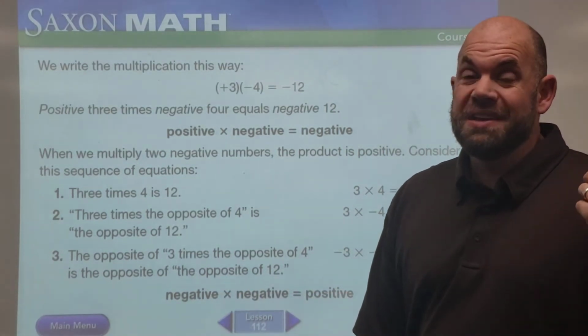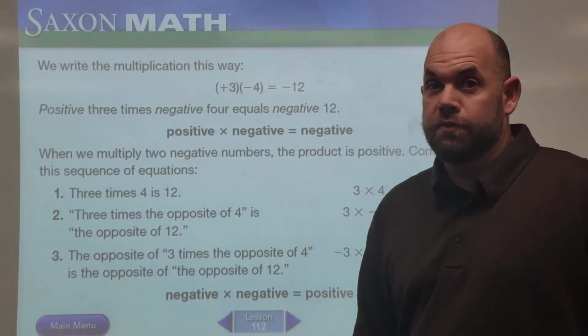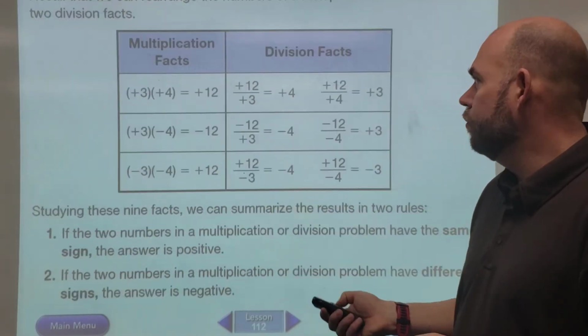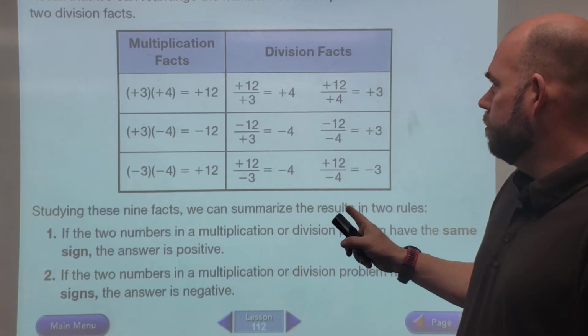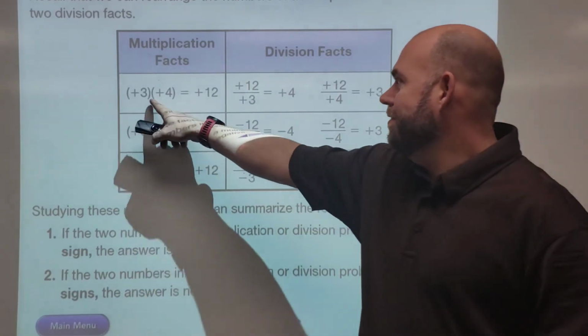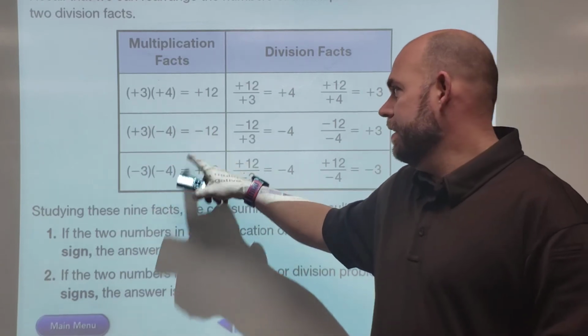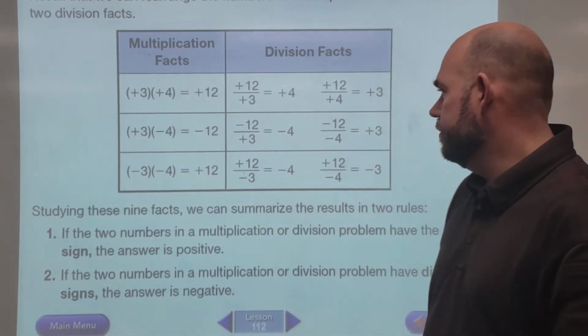Really, it's going to be difficult for you to remember all these little things. The opposite of the opposite of the opposite is the opposite of the opposite, right? You're not going to remember all that stuff. Here's what you want to remember. A positive times a positive is a positive. A positive times a negative is a negative. A negative times a negative is a positive. On the next slide, it's going to show you the easy stuff to remember.